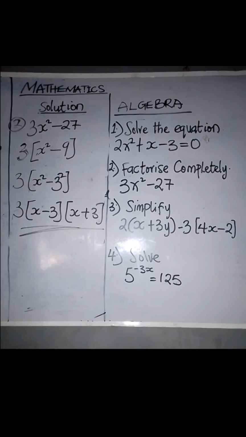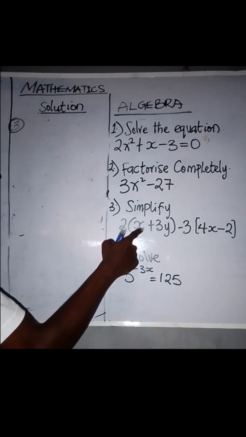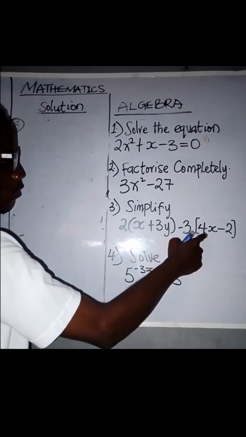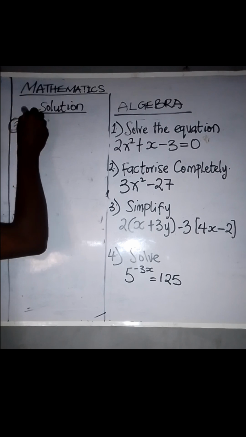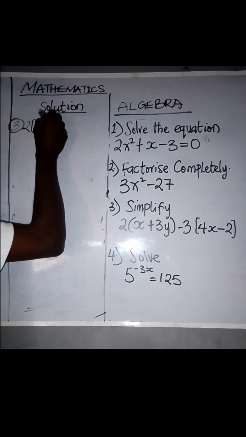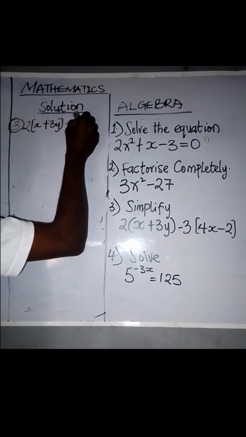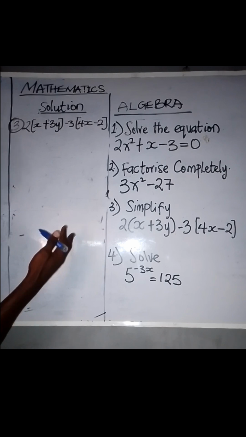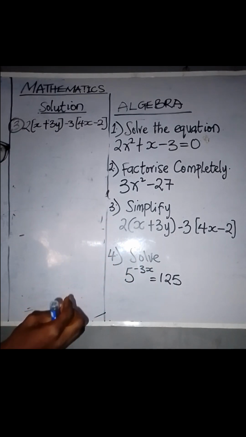Factorize this completely for question number 2. So move straight. Simplify 2 open brackets, x plus 3y close bracket minus 3 open bracket 4x minus 2 close bracket. So I'm asked to factorize this. So what I have to do is open the bracket.